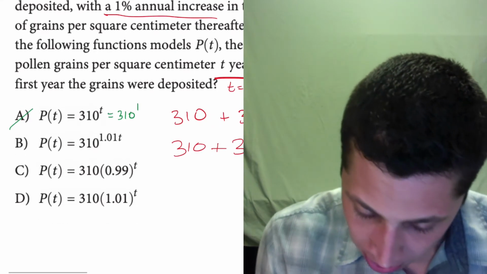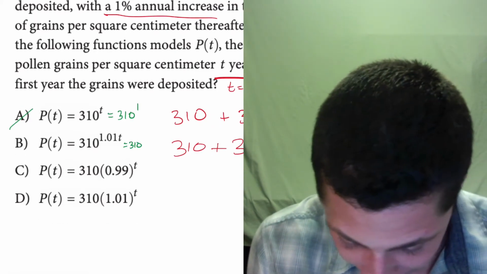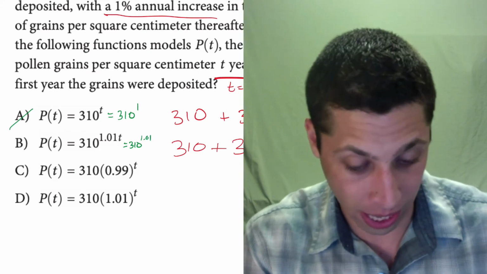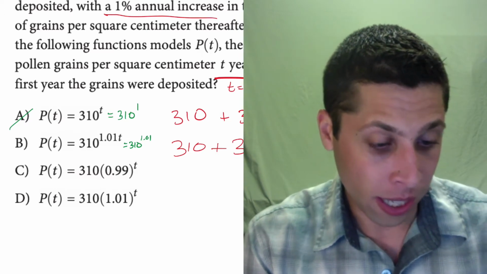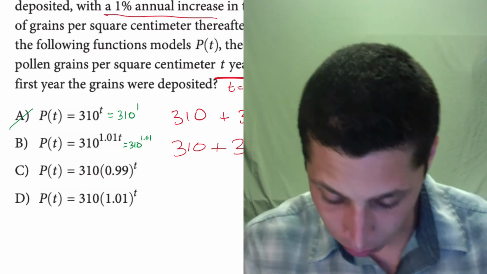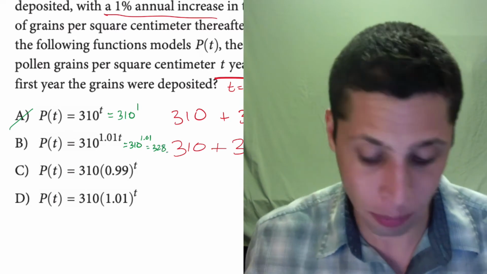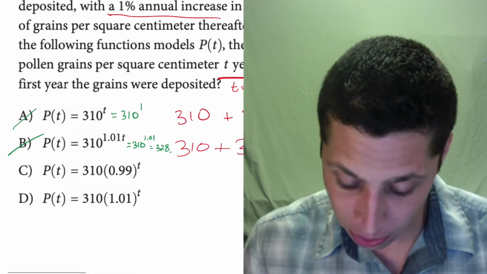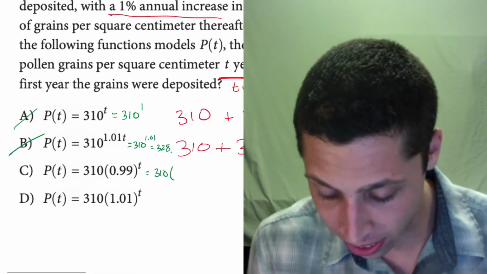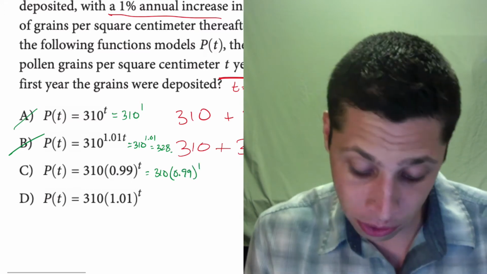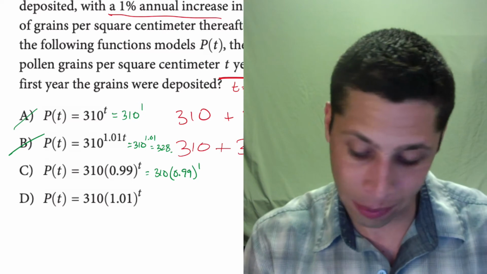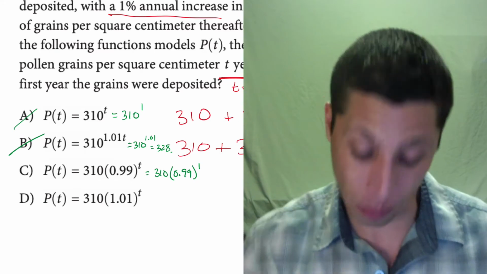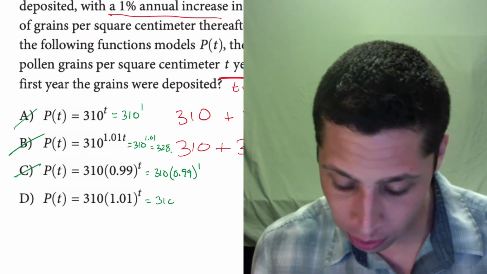So for choice B, that's 310 to the power of 1.01 times 1, which is just 1.01. So 310 to the 1.01 is a crazy number, 328 point something, whatever, but it's not the 313.1 that it's supposed to be. Let's keep going. Choice C is 310 times 0.99 to the first, which is just 0.99. So again, we might be able to do this in our heads, but the calculator tells us that it's 306.9, less than what we started with, so that's no good.